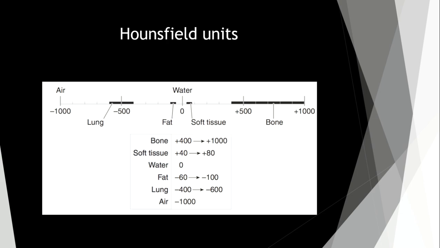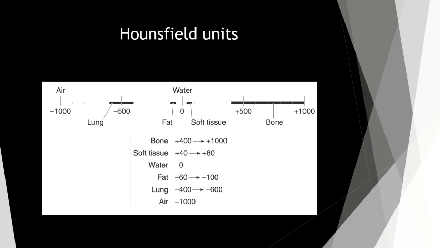We have a spatial measurement of the density of different tissues. They are called Hounsfield units. As you see, we have 2000 Hounsfield units, 1000 less than 0 and 1000 more than 0. Near 0 is the density of water, and near minus 1000 is the density of air.